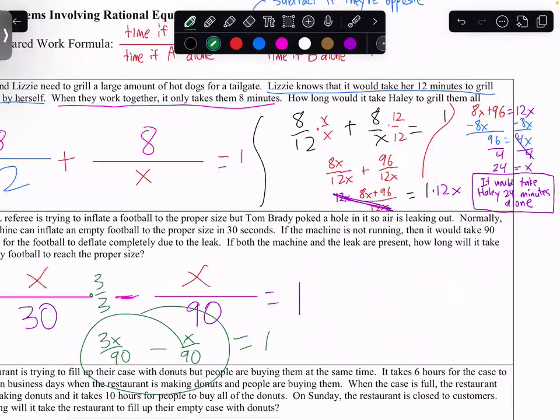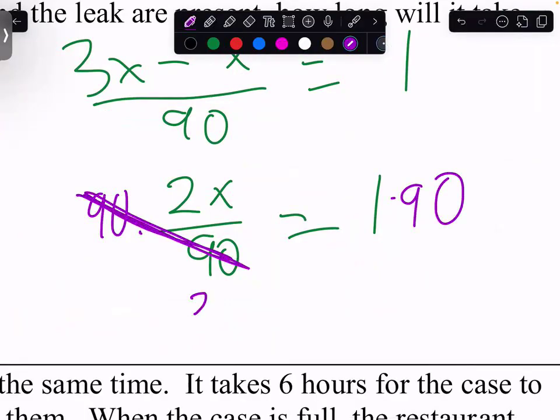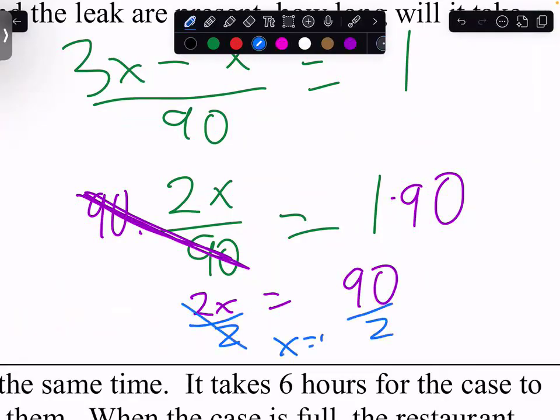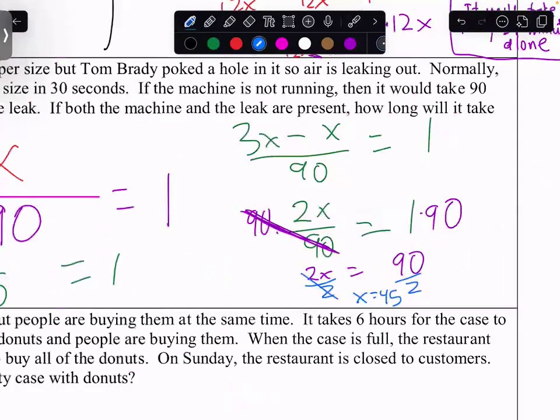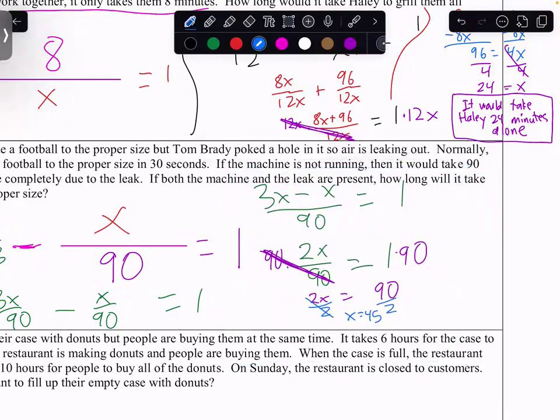Okay, so combining that together, 3x minus x, those are like terms. We can combine them. So 2x over 90 equals 1 whole. Multiply both sides by the denominator of 90. The 90 gets used up over here, just leaving the 2x behind. Over here, we do multiply. And then lastly, divide by 2. Okay, and then give your answer as a complete sentence.